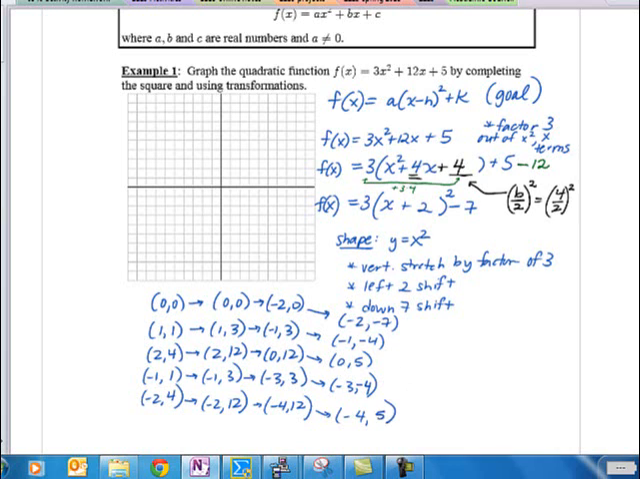So negative 2, negative 7, negative 1, negative 4, 0, 5, negative 3, negative 4, and negative 4, 5.